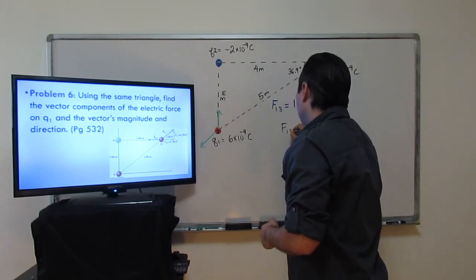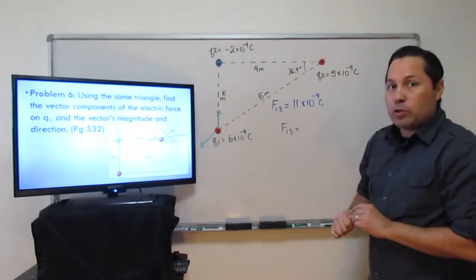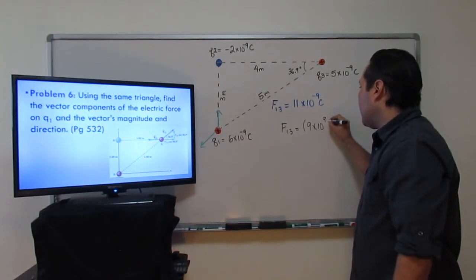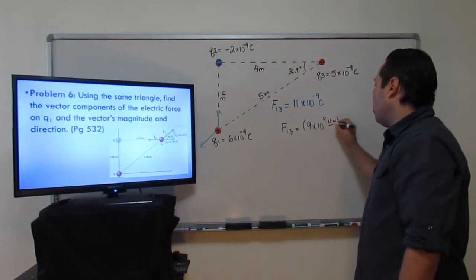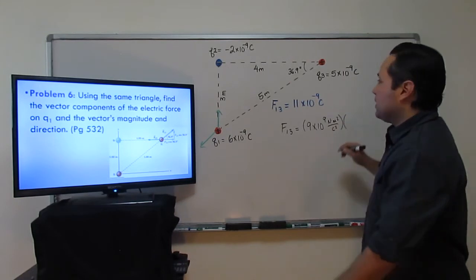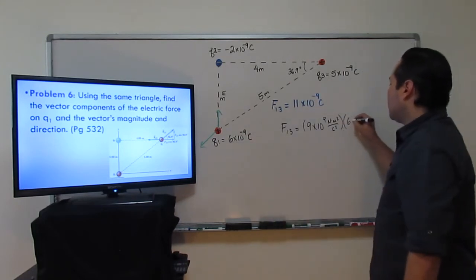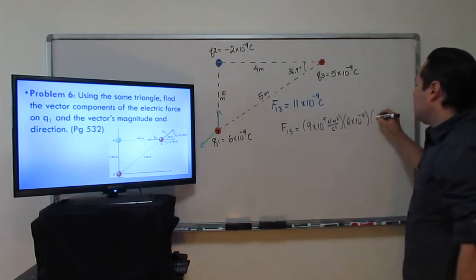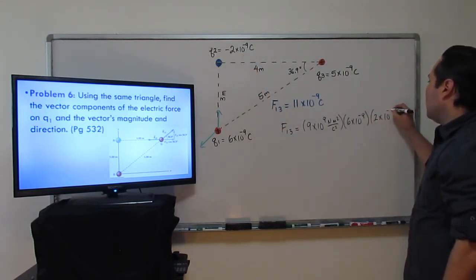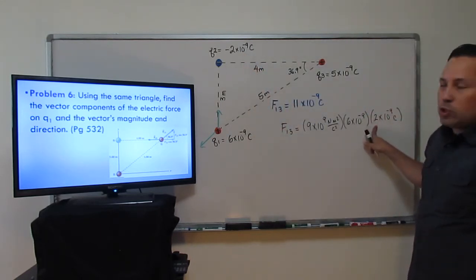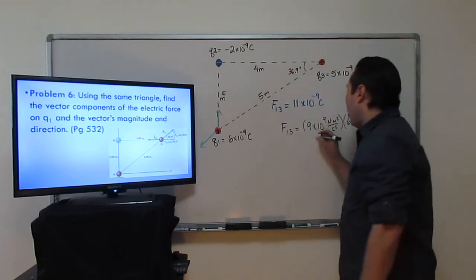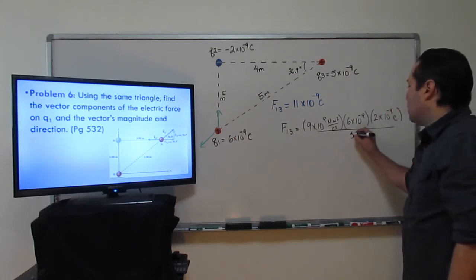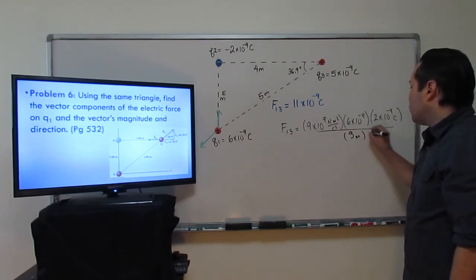So force between 1 and 3 is equal to Coulomb's law. So the constant is 9 times 10 to the 9 newtons times meter squared over coulomb squared, multiplied by their charges, 6 times 10 to the negative 9, multiplied by 2 times 10 to the negative 9. And remember, you use absolute value, that's why I just put 2 rather than a negative 2. All of it divided by the distance between them, which is 3 meters, and that is going to be squared.